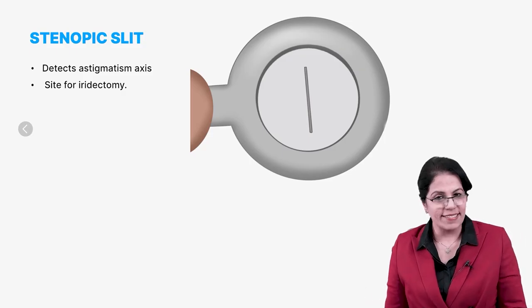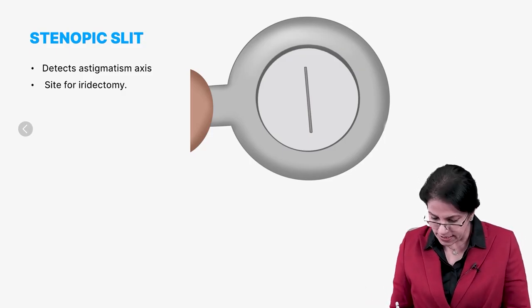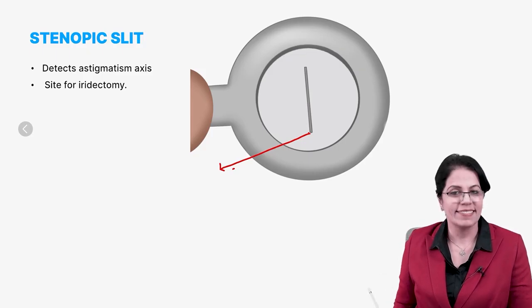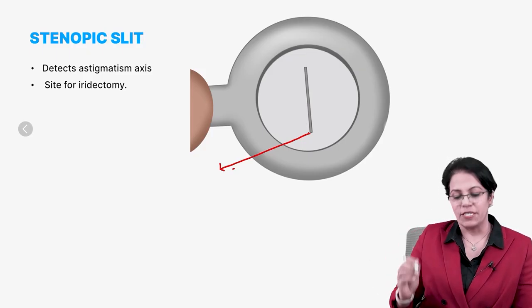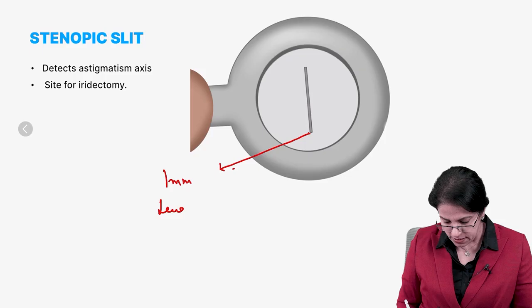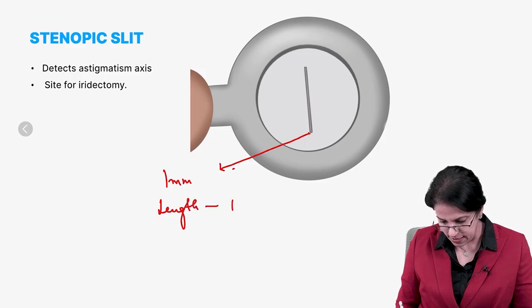Okay, next, what do we look at? We are looking at the stenopic slit. This is an opening in the form of a slit. This is what we call the stenopic slit. So the first thing is measurements. What is the width? 1 millimeter. And the length of the slit is 15 millimeters. Let's learn together: 15 millimeters.